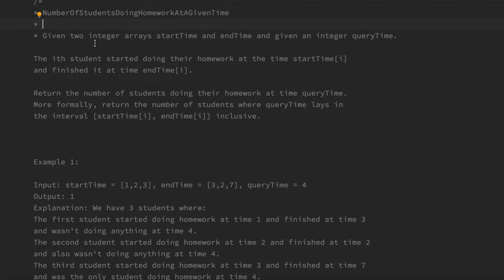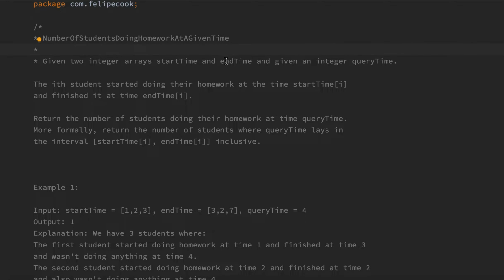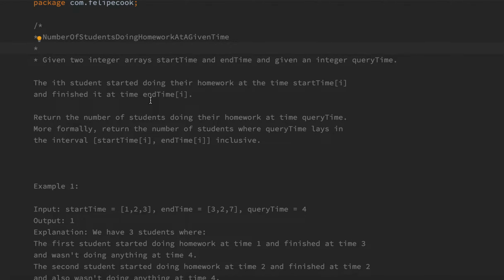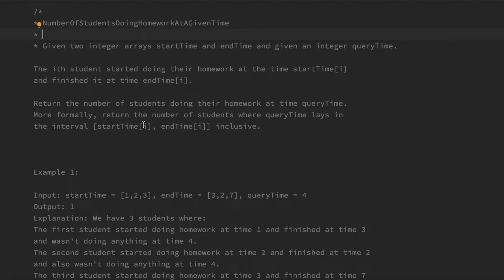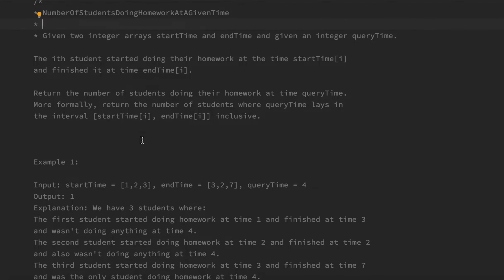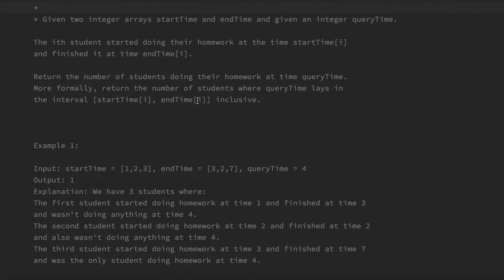So, given two integer arrays, start time and end time, and given an integer query time, the ith student started doing their homework at the time start time I, and finished it at the time end time I. Return the number of students doing their homework at time query time. More formally, return the number of students where query time lays in the interval start time I, end time I, inclusive. So it's got to be in between those two times. Inclusive, so it can be either of these times as well.